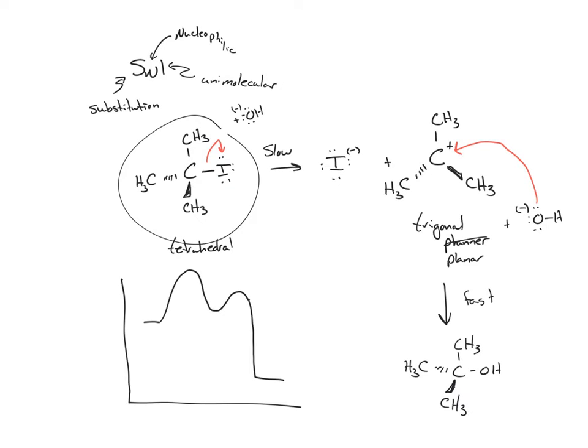SN2. You guys are a smart class. S stands for? Very good. N stands for? Nucleophilic. 2 stands for? Bi. Okay. So in this case, the rate determining step is determined by 2 things, okay? In SN1, the rate determining step was always determined by the loss of the leaving group, okay? In an SN2, it's slightly different.